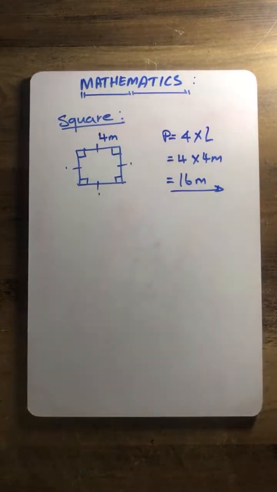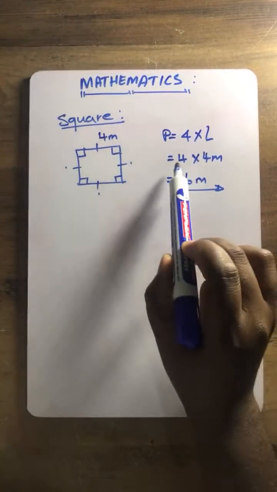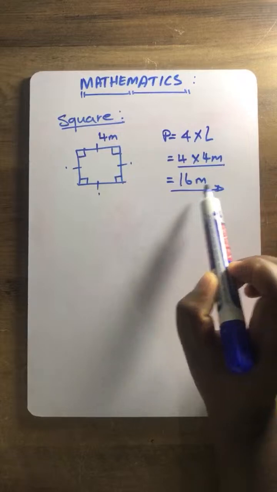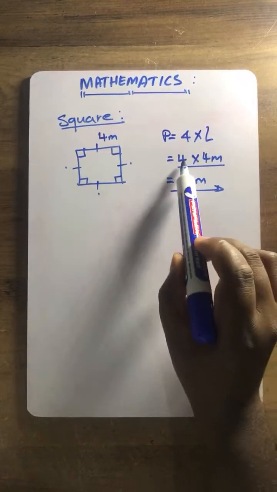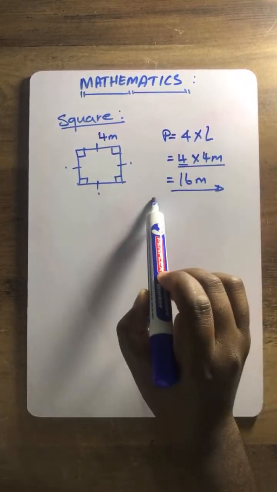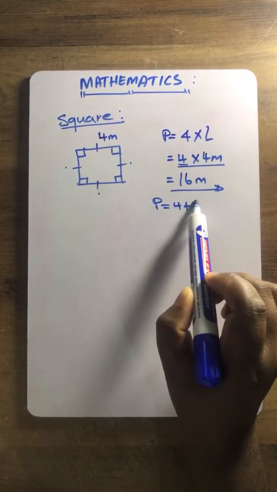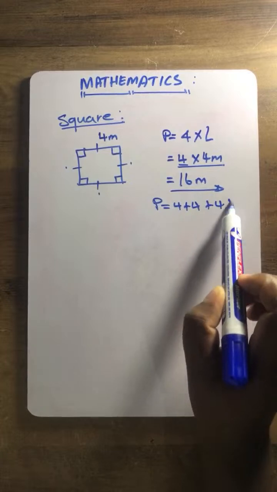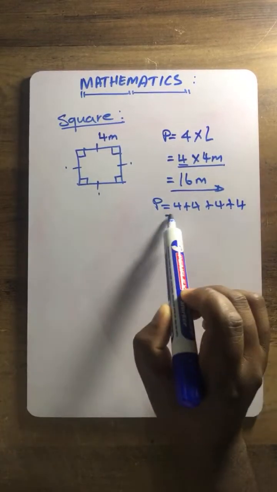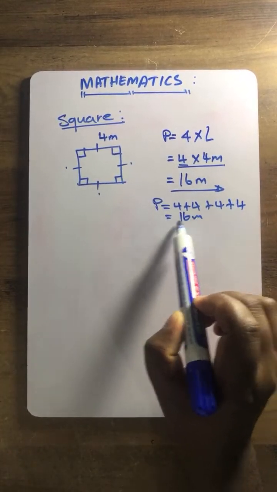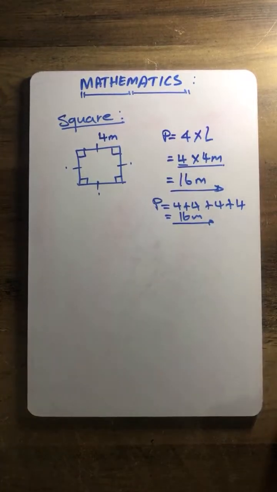Remember, this is the length, honorable members. The perimeter is a length. So do not think this is going to be meter squared. No, because this is a number as 4. So what we did in a nutshell is we said 4 meter plus 4 meter plus 4 meter plus 4 meter equals 16 meter. So that's how you calculate the perimeter.